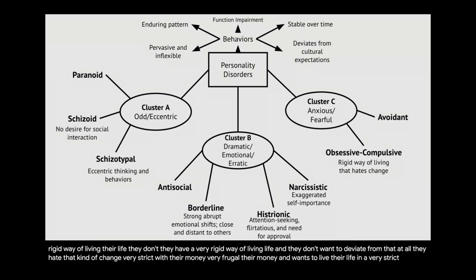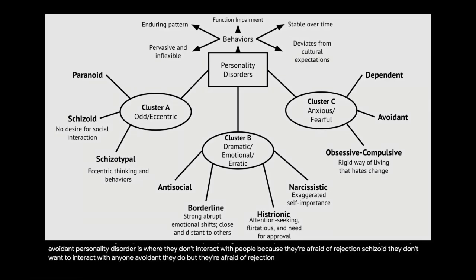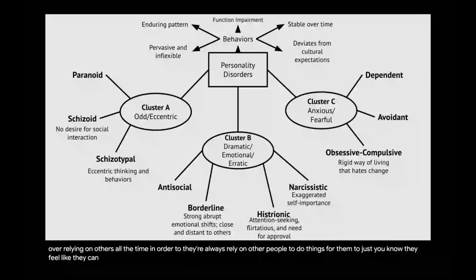Avoidant personality disorder is where they don't interact with other people because they're afraid of rejection. Schizoid, they don't want to interact with anyone. Avoidant, they do, but they're afraid of rejection. And dependent personality disorder is where a person is over-relying on others all the time. They're always relying on other people to do things for them. They feel like they can't function without other people doing things for them all the time.